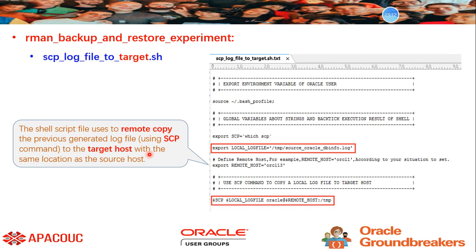This is the fourth shell script, scp log file to target.sh. As you can see from my screenshot on the right side, the shell script file is used to remotely copy the previously generated log file using the scp command to the target host, in the same location as on the source host.